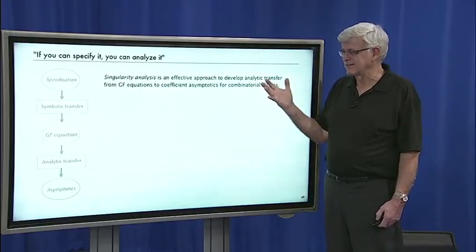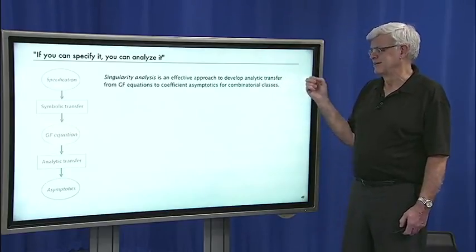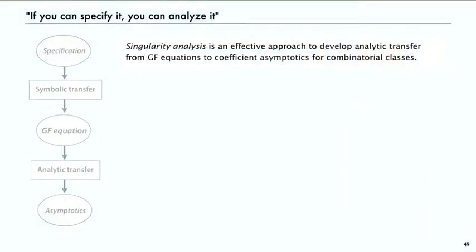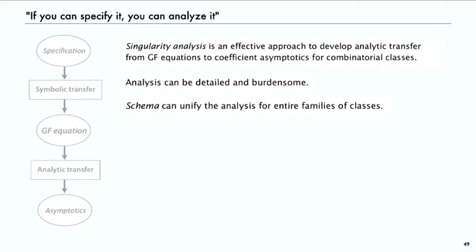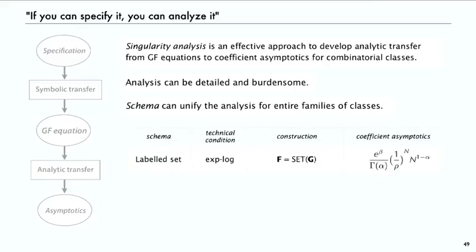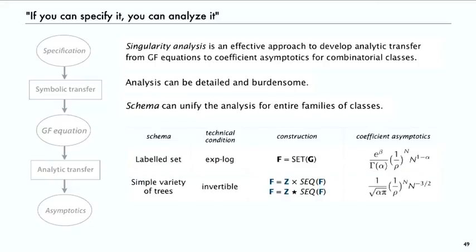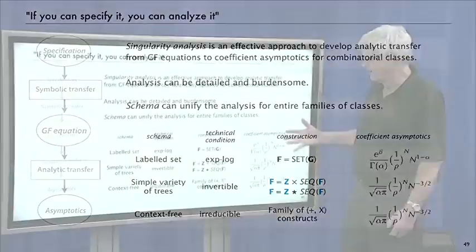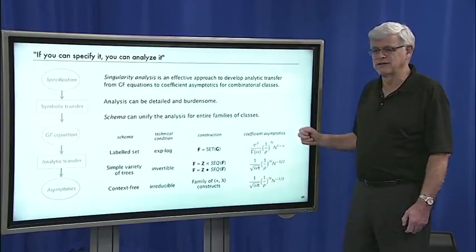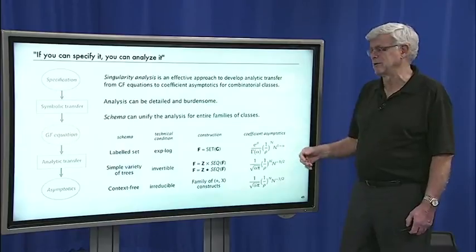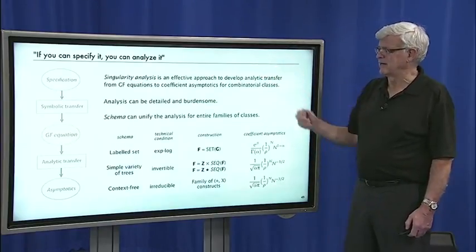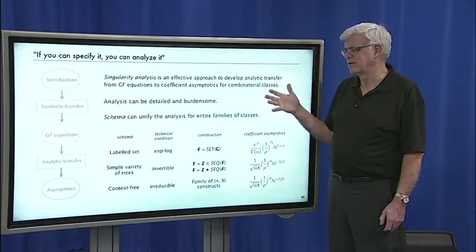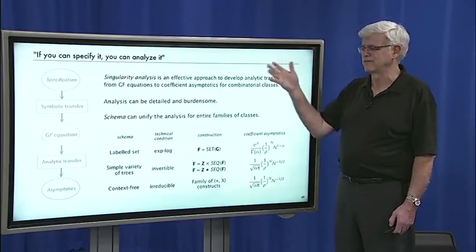So in summary, singularity analysis is a fine example of if you can specify it, you can analyze it. It's a very effective approach for developing transfer from GF equations to coefficient asymptotics. Now the analysis can be detailed and burdensome, but we have schemas that can unify the analysis for entire families of classes. And we saw 3 examples, the labeled set schema, the simple variety of trees schema, and the context-free schema. They all have technical conditions involved, but they cover a very broad family of constructions, and they all wind up with the same sort of coefficient asymptotics. And in the first 2 cases, the computation of the constants is easy. In the second one, it can be in particular examples. If you can specify it, you can analyze it. And singularity analysis is a very deep and important method that supports this statement of Philippe's.